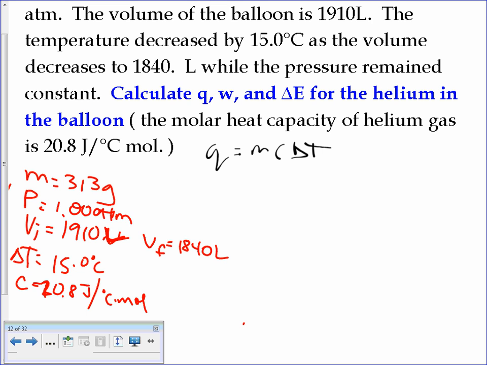Oh, moles. So you have to convert. In this case, it's moles, right? Not grams? So what do you want to do first? So you have to convert grams to moles. Okay, so let's take 13 grams times 1 mole of helium is 4.